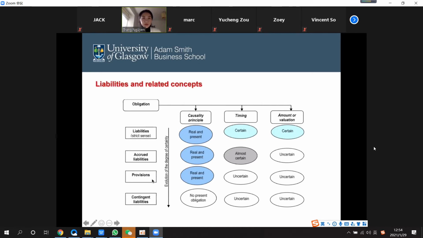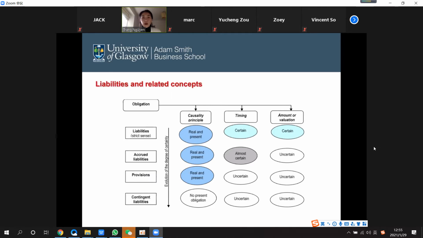What's a provision? A provision, in short, is an obligation, a liability, but we don't know when it will happen and how much we need to pay. But for contingent liabilities, we're not sure whether it is an obligation or not. We don't know when it will happen, and we don't know how much we need to pay. But we are in a situation where we guess that it may happen.